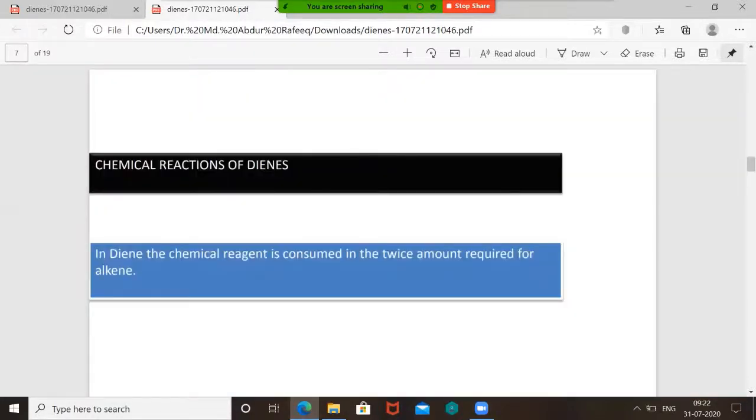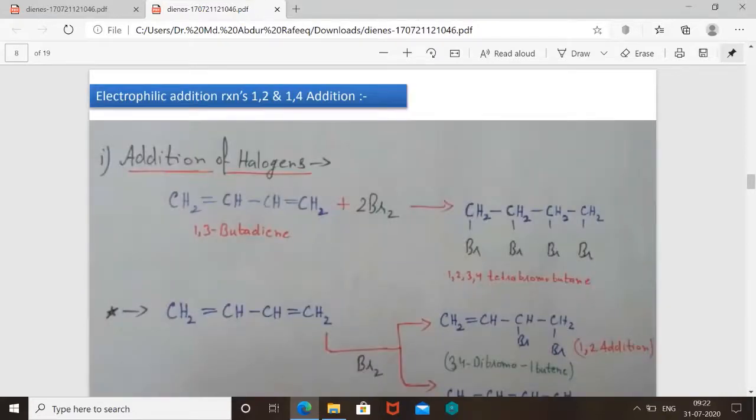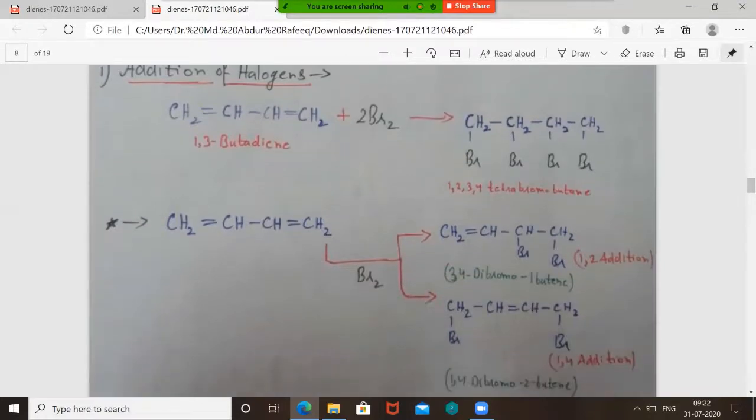Then chemical reactions of dienes. This is also important. Dienes have two double bonds, at 1 and 3. When bromine is added, there are different types of products. Each carbon is in sp2 hybridization. One bromine molecule is added here, another bromine molecule is added here, so you get the four-bromine added product. Or only one bromine is added. See the difference. If bromine is in excess, bromine adds to all carbon atoms.